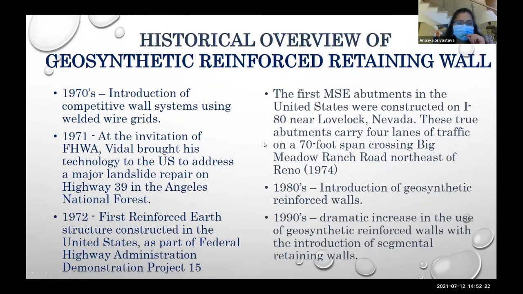I'd like to give you a basic historical overview. In 1971, Henry Vidal, who is also regarded as the father of reinforced earth, gave a few FHWA guidelines, and then there were more researches in the 1972, 1980s, and 1990s. In the 1990s, we saw a dramatic increase in the use of geosynthetic reinforced walls with the introduction of segmental retaining walls. Segmental means that we provide certain segments and build in tiers rather than building a single high monolithic wall.